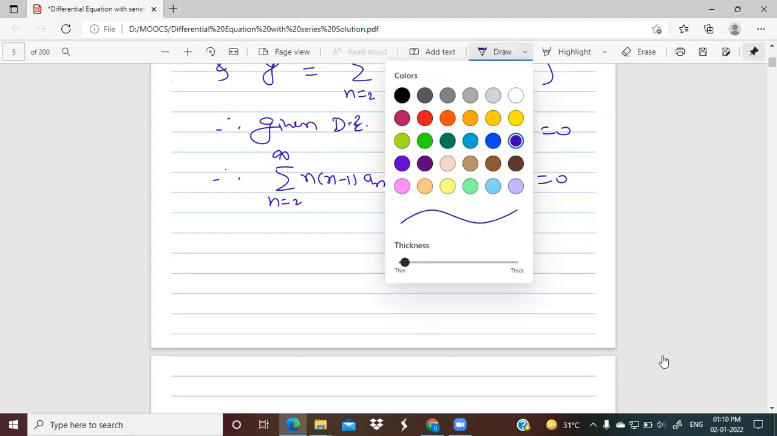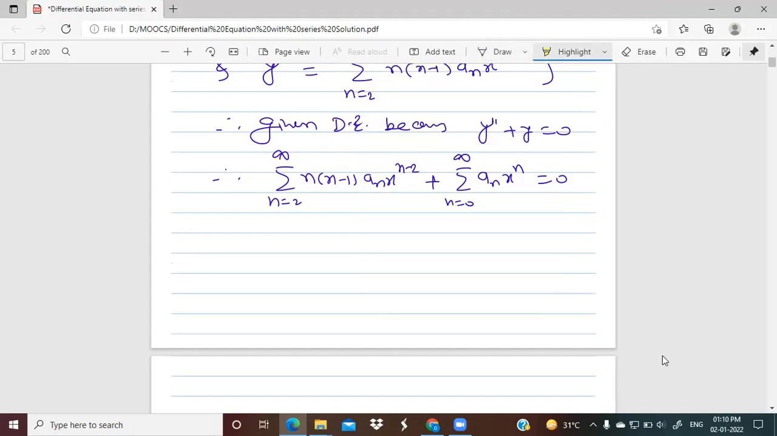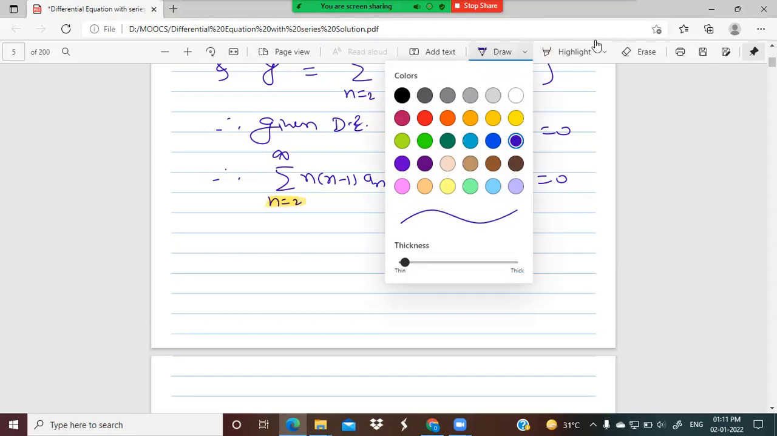Now see here, this series starts from n equal to 2. This series starts from n equal to 0. And here x raised to power n is there, and here x raised to power n minus 2. Therefore, when we are taking addition of polynomials, the power should be the same, x raised to power n and x raised to power n. We can add coefficients of the same power. Therefore, I would like to convert this series into the same power.